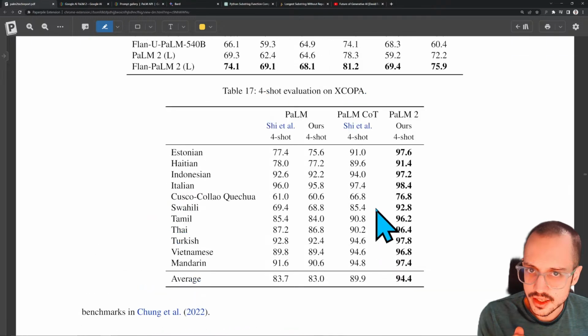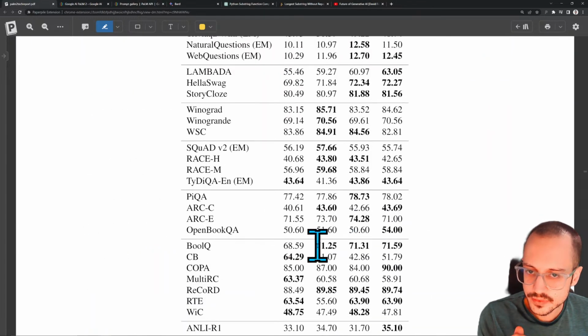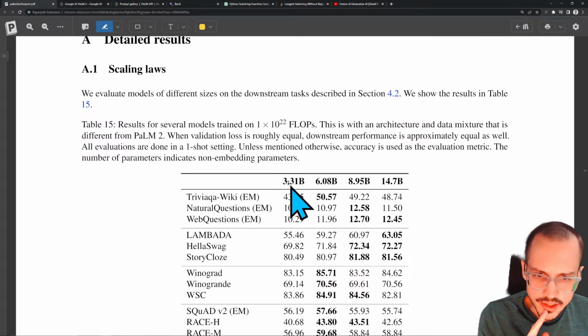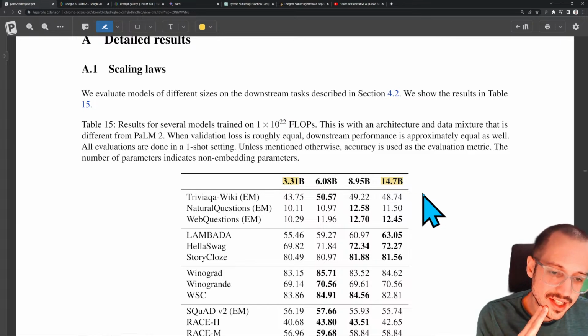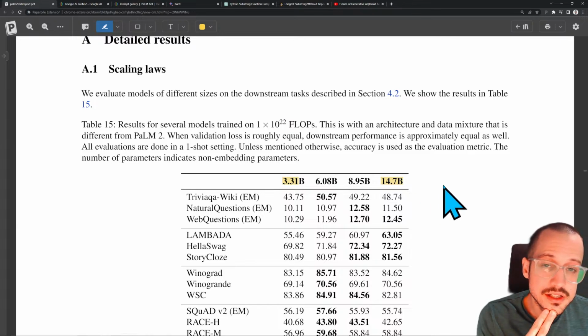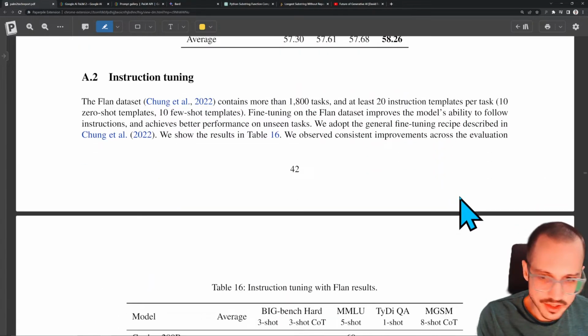All right, let's get to the extra part. Detailed results. Okay, so these are the different model sizes. You got everything from 14 billion parameters to 3 billion parameters. This is actually pretty small. You're telling me that the biggest PaLM 2 is 14 billion parameters? That's slightly bigger than the second biggest llama? That seems a little weird, right? I feel like there has to be like a 100 billion parameter one or something like that, right?